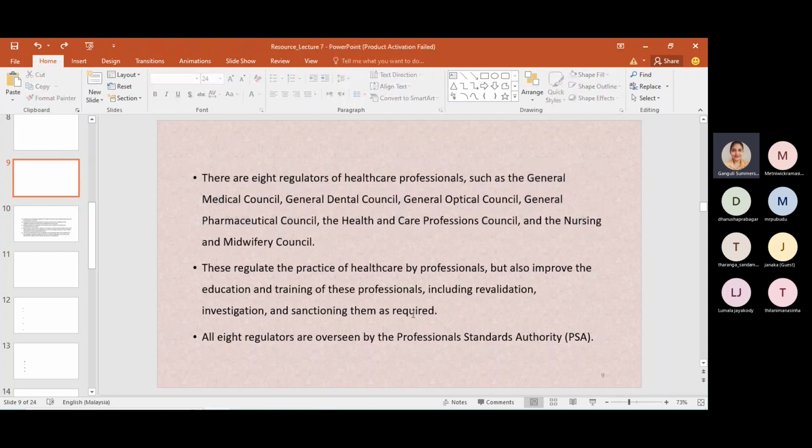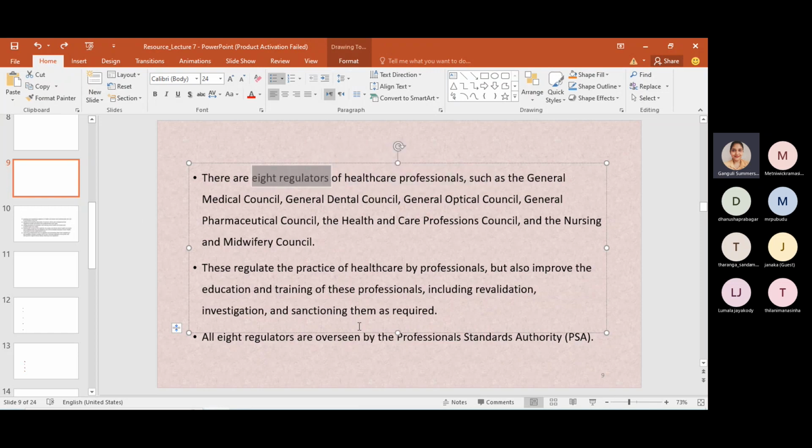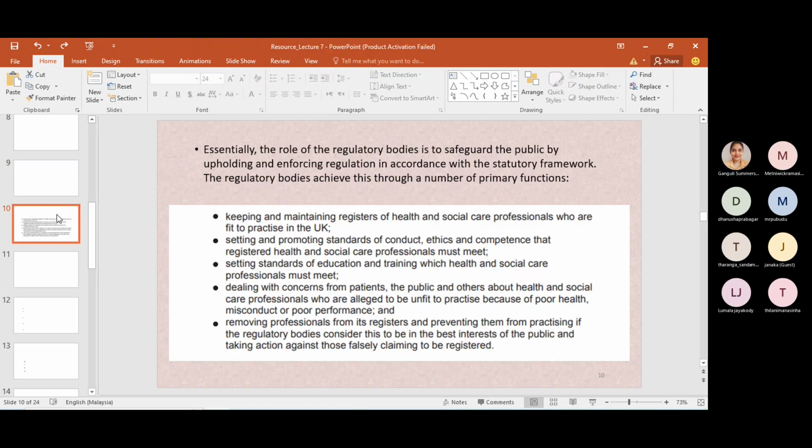Okay, so all these 8 regulators. I told you that to regulate healthcare professionals, there are 8 regulators. All these eight regulators are overseen by the Professional Standards Authority, PSA. Okay, so this is the authority that oversees all these 8 regulators, the Professional Standards Authority in the UK.